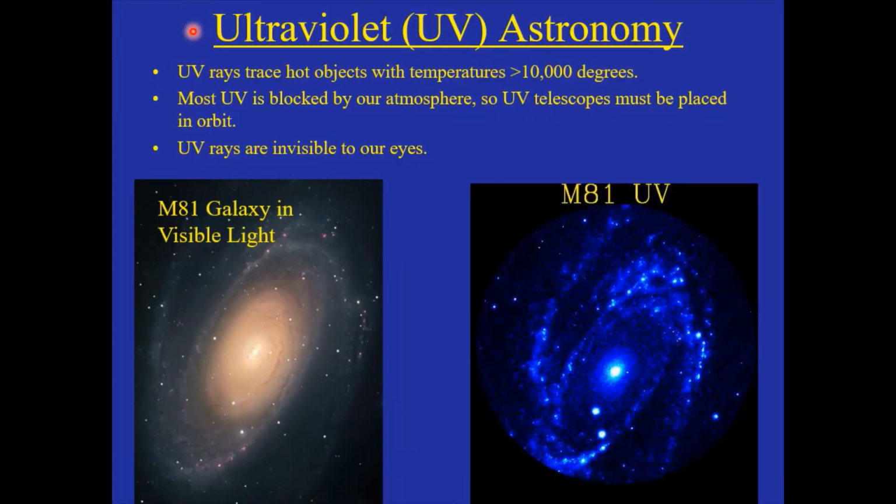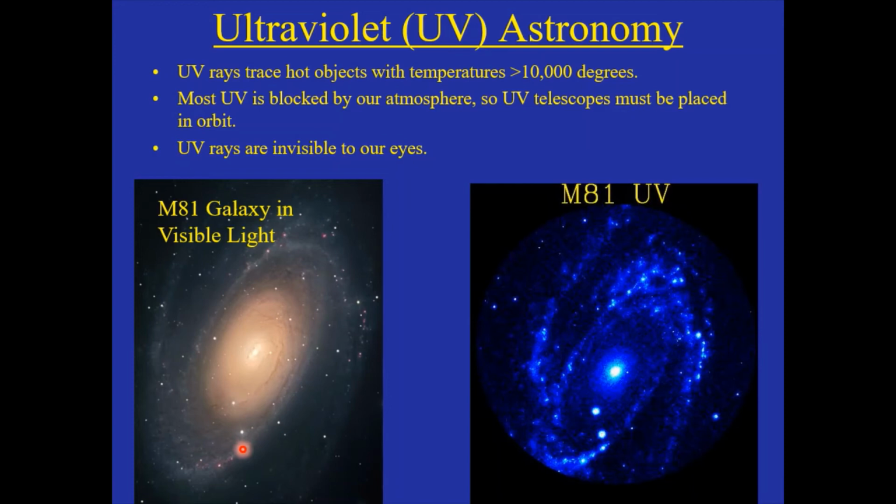Let's move on to the ultraviolet portion of the electromagnetic spectrum. So UV rays trace hot objects. It takes a lot of heat to produce ultraviolet. So these objects have temperatures greater than 10,000 degrees. Again, because most ultraviolet is blocked by our atmosphere, which is a good thing, UV telescopes have to be placed in orbit. This is an example of a galaxy, this galaxy called M81.